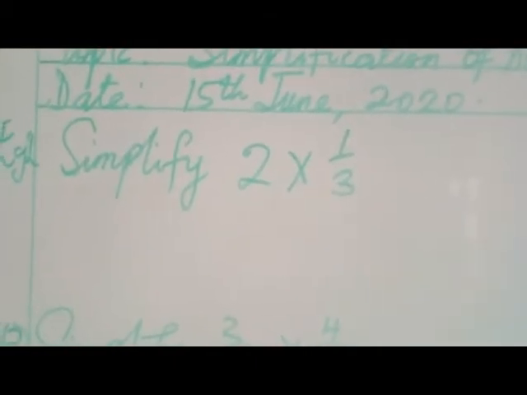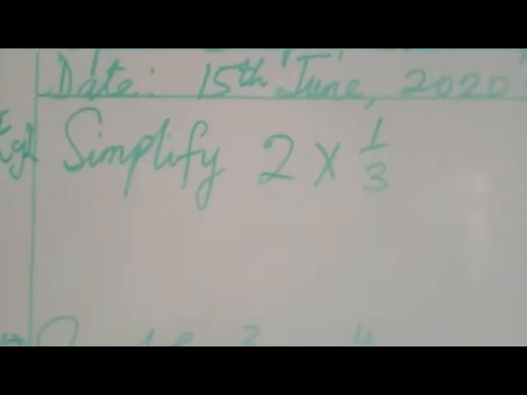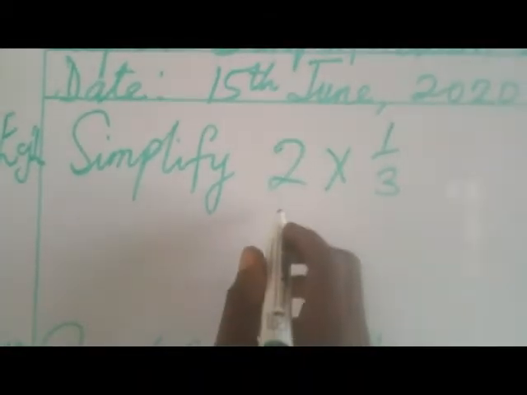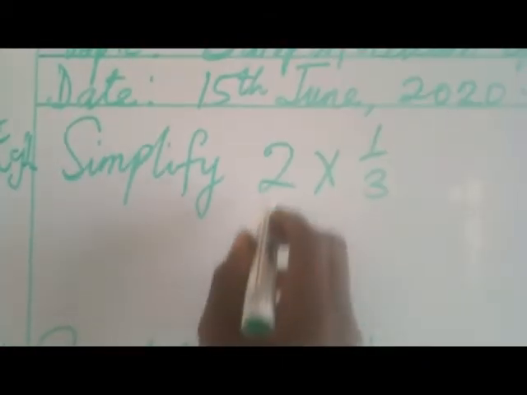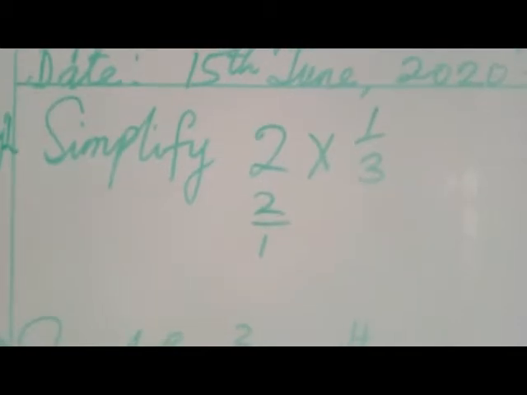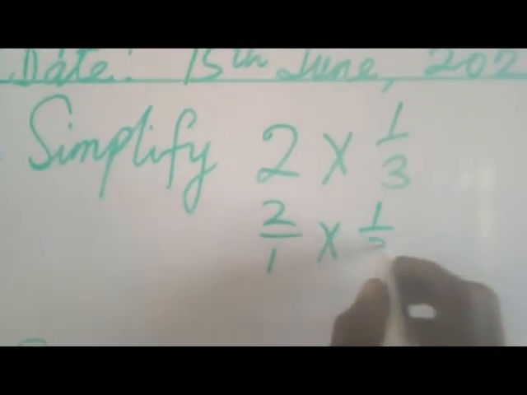So we're going to simplify it. In this case, this is a whole number. So first of all, we need to change it to a fraction. And how do we change it to a fraction? Divide it by 1. 2 divided by 1 is still the same thing as 2, so it doesn't change anything. So as it is now, it has become a fraction and we have 1/3.